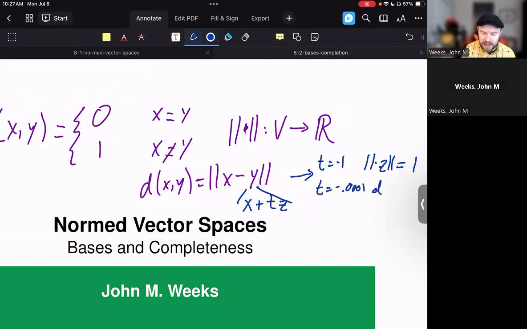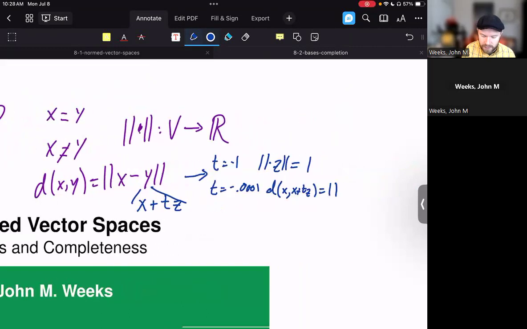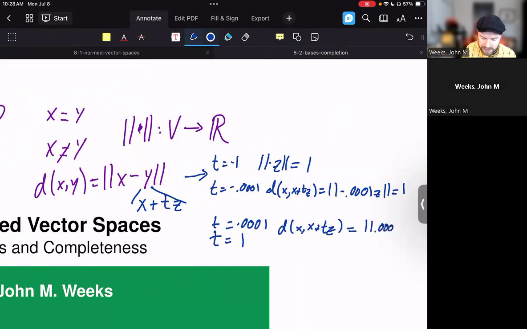The distance between x and x plus tz here, which is now going to be equal to the norm of -0.0001 times z, is still going to be equal to 1. The same thing is true if I approach from the other side. All of these values are going to be equal to 1 when I go through and plug in d of x and x plus tz into this metric and take a look at what this norm gives us.